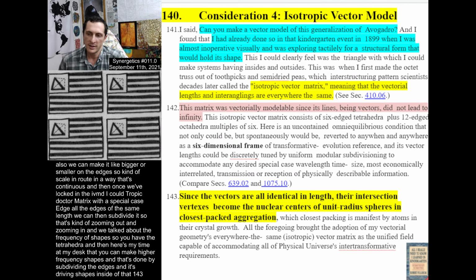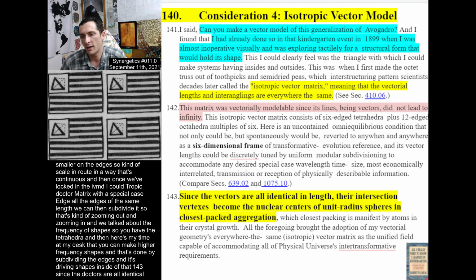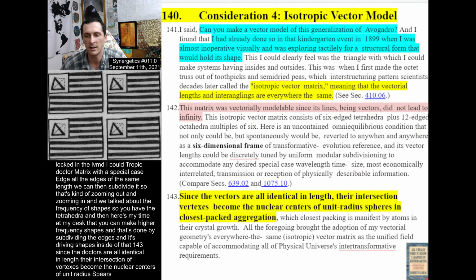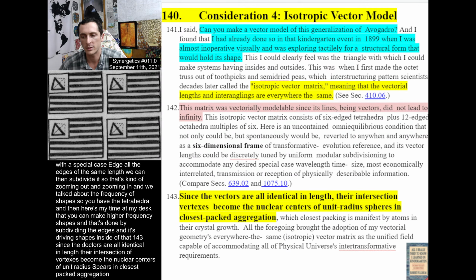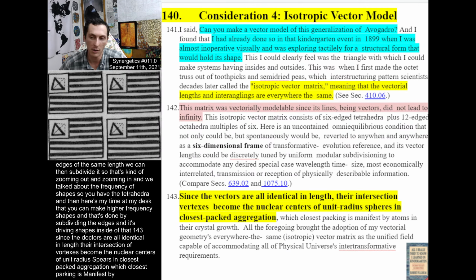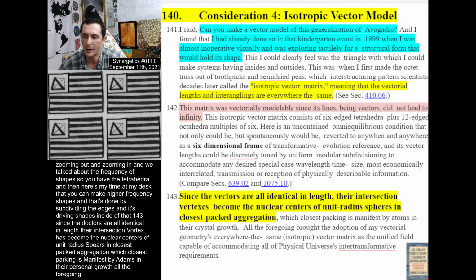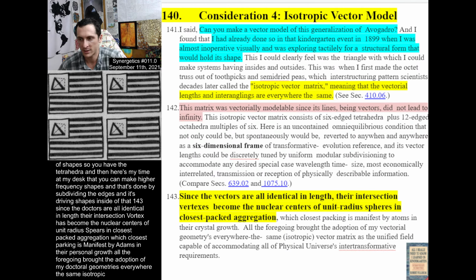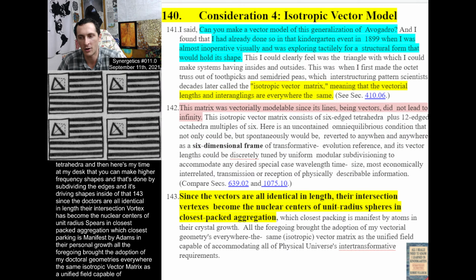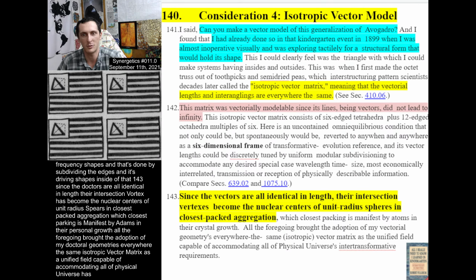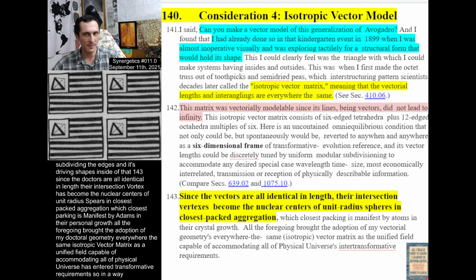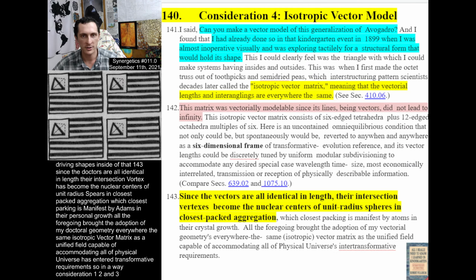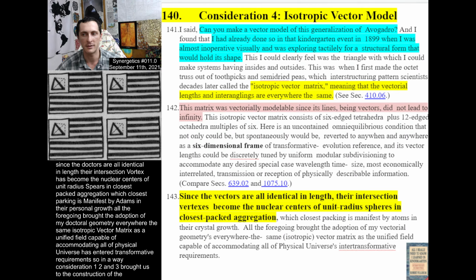143. Since the vectors are all identical in length, their intersection vertexes become the nuclear centers of unit radius spheres in closest packed aggregation, which closest packing is manifest by atoms in their crystal growth. All the foregoing brought the adoption of my vectorial geometries everywhere the same, isotropic, vector matrix as the unified field capable of accommodating all a physical universe's intertransformative requirements. So in a way, consideration 1, 2, and 3 brought us to the construction of the isotropic vector model.